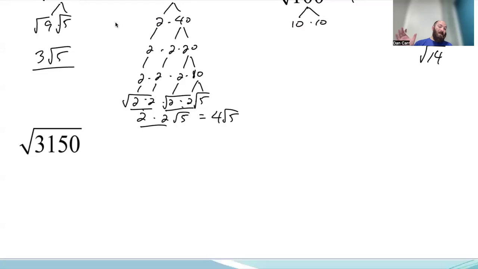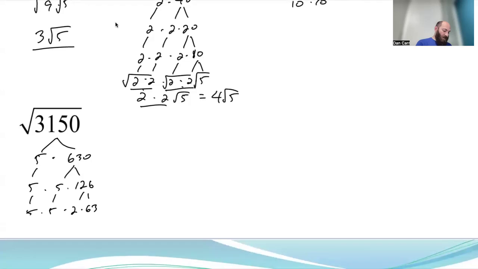3,150. Big number, right? But let's just take it step by step. First of all, I see that it's divisible by 5. So 3,150 divided by 5, that's 5 times 630. Now, 630 is also divisible by 5. So let me do that by 5. We got 630 divided by 5 gives me 126. 126 is an even number, so let's divide that by 2. So 126 divided by 2 gives me 63. Okay, and then from here, 63, space here, 5 times 5 times 2. Well, I'll do this right away. 63 is 9 times 7, and 9 is 3 times 3.